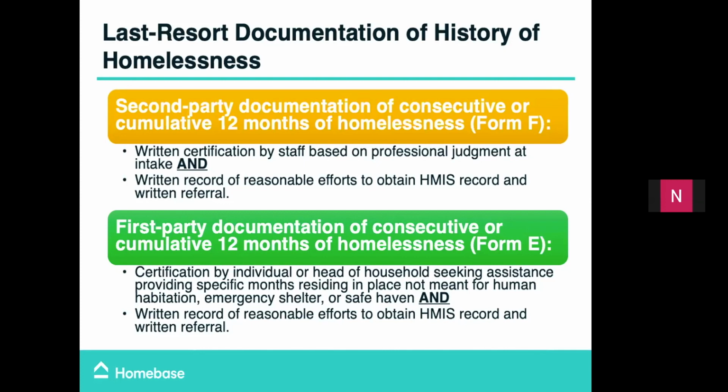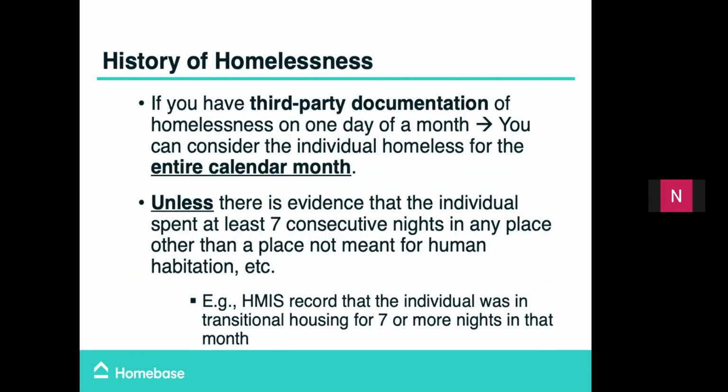And then, of course, first party documentation, self-certification, that works very much like it does for current homeless status. So the next slide takes us into some other general rules about documenting history of homelessness. If you have third-party documentation, it's not just great because HUD prefers it. HUD actually gives you some incentives and makes third-party documentation work for you a lot more than other forms do. If you have third-party documentation of just one night of homelessness in the past, you can use that one night of homelessness to document an entire calendar month.